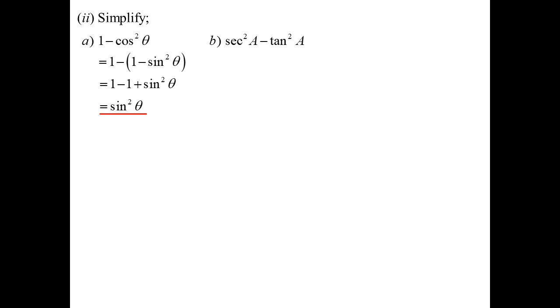Sec squared minus tan squared. Oh, hang on. Now, not sure what it is. Well, I have a relationship. It's 1 plus tan squared is sec squared.